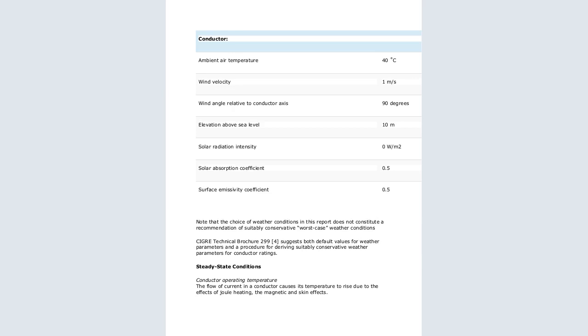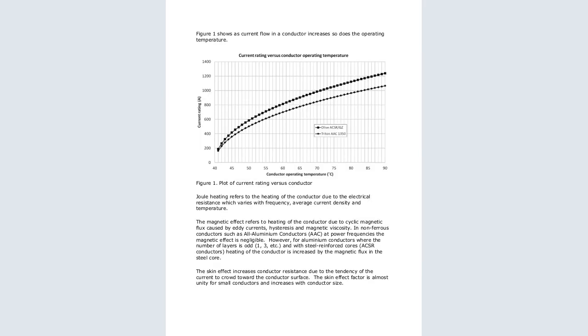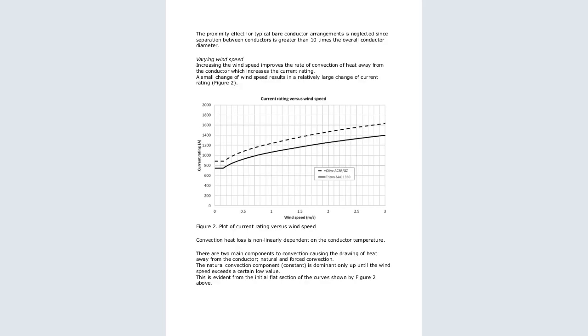For conductors, steady state conditions are there. A curve is constructed to show the conductor operating temperature, depending on different types of cables.